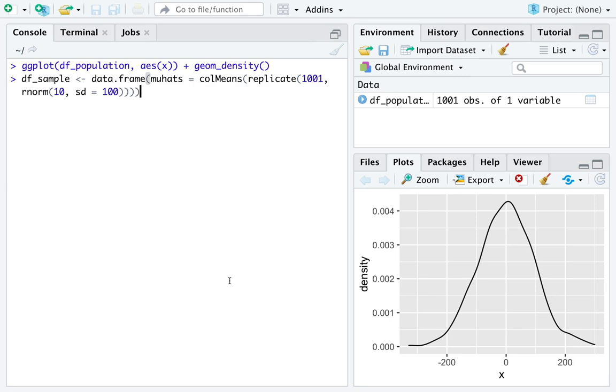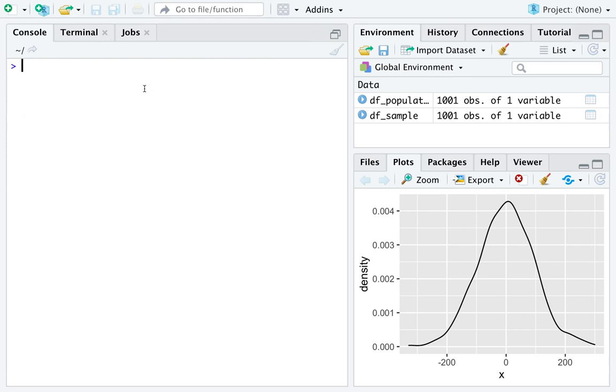I'm thinking in different columns here. I'm going to sample 10 observed values from a normal population with a standard deviation of 100, and then your friend, and your friend's friend, all the way out to 1,001 friends, are going to sample 10 observed values from a normal population with a standard deviation of 100. Each of us will calculate a mean, and we'll store that into a vector named mu hats inside a data frame named df sample.